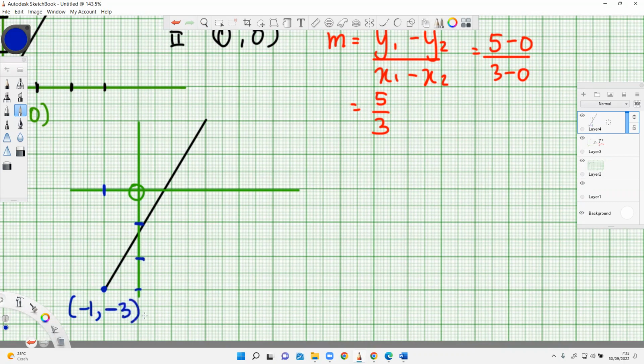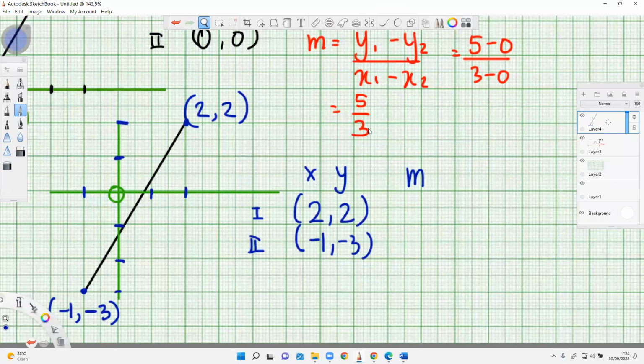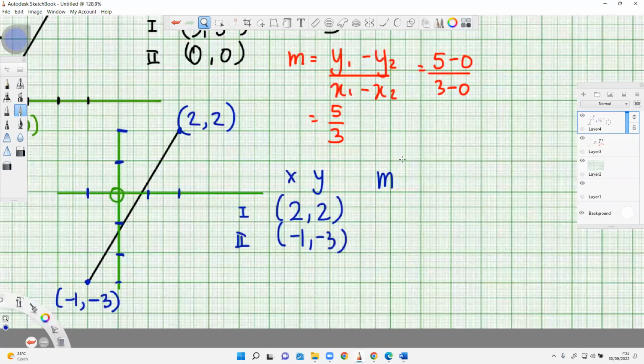Let's see what is the challenge here. Point 2, 1, and 2, right? 2, 2. Let's find the gradient. So we have 2 points right now, 2, 2, and -1, -3. Follow my explanation, x and y. And then this is 1, this is 2. What is the formula of the gradient? You can pick one only.